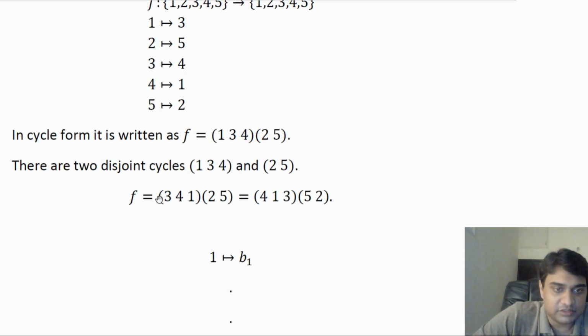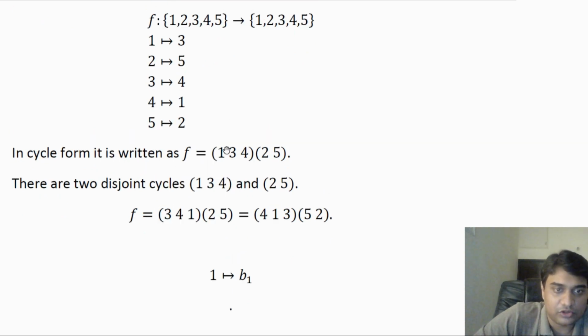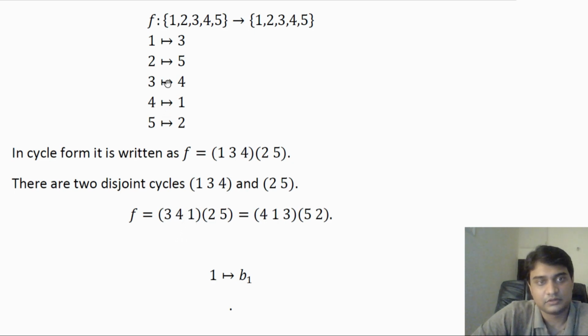And obviously, we can also write this 1, 3, 4 cycle as 3, 4, 1, because it means the same thing: 3 is mapped to 4, 4 is mapped to 1, and 1 is mapped back to 3. It's the same. And also we can write it as 4, 1, 3 as well. This thing in brackets, 1, 3, 4, is known as one cycle.